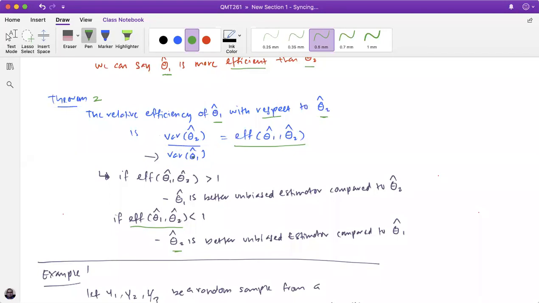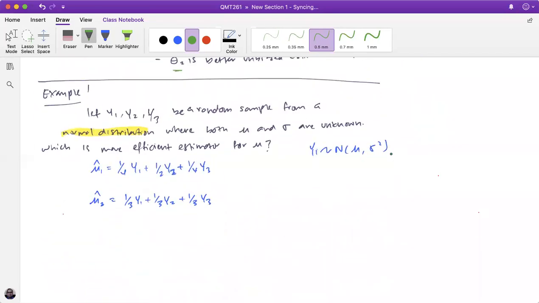If theta 2 is the denominator, let's say you letak dekat sini variance of theta 2 and variance of theta 1 hat. So more than 1, maksudnya theta 2 is efficient, right? When less than 1, theta 1 is efficient, right?